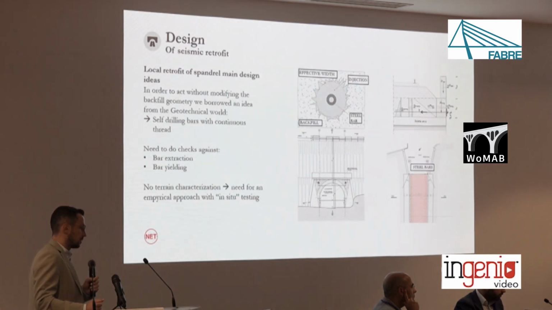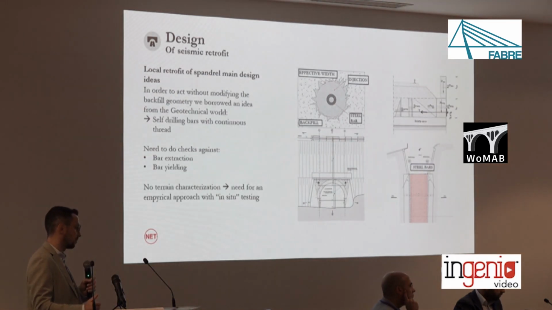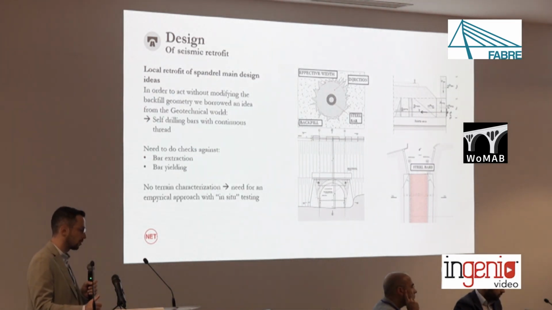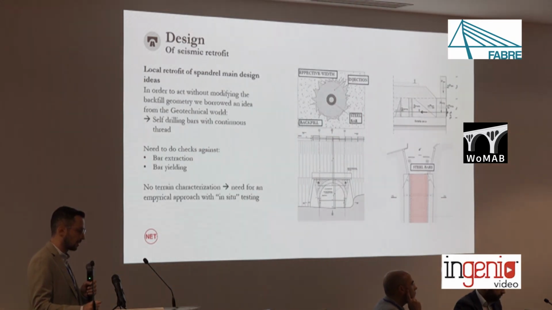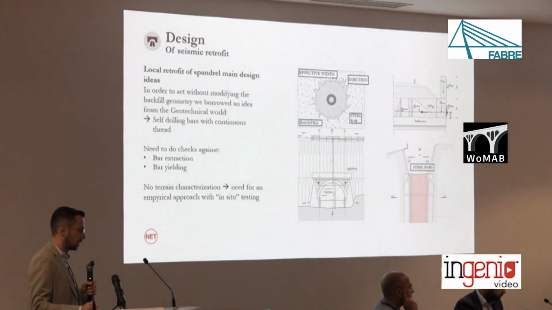The main checks that need to be carried out are the extraction of the bars and the yielding of the bars, but having no terrain characterization, there is a need for an empirical approach with in situ testing to make sure that the hypothesis used for the resistance of the bar to extraction finds perfect match with the reality of the case. And as you can see, the steel bars are put at an angle on the bottom right picture in order to avoid the structural part of the arch.